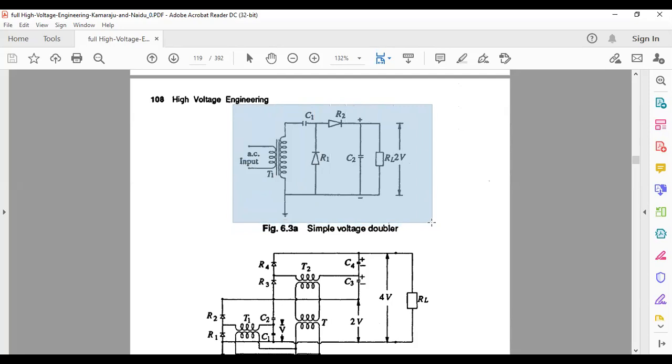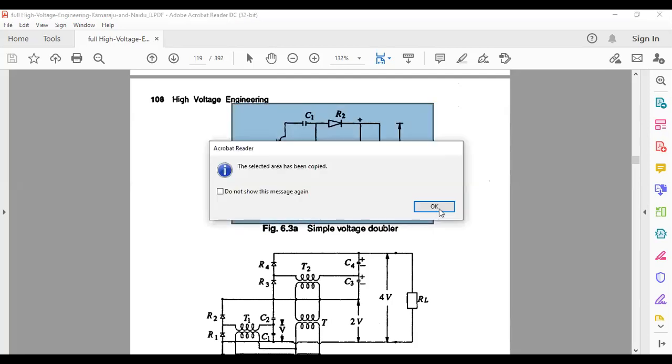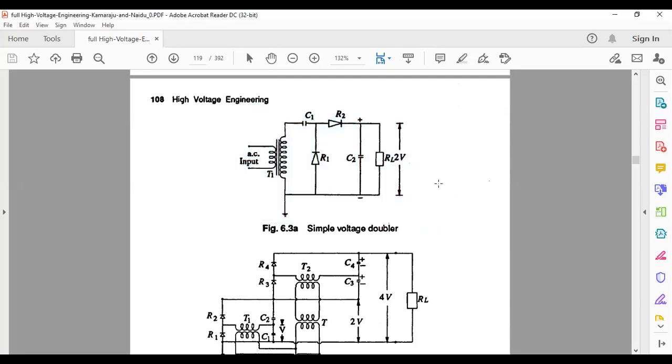So actually we have two types here also. Voltage doubler circuit also, we have two types. The first one is a center-tapped transformer, and the second one is a bridge rectifier, right? So this is a simple voltage doubler rectifier. We can get the output voltage of 2V max at the output terminals, right?